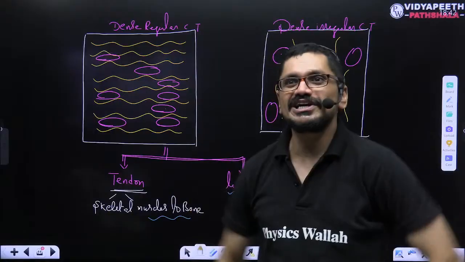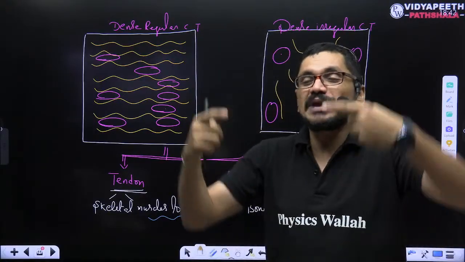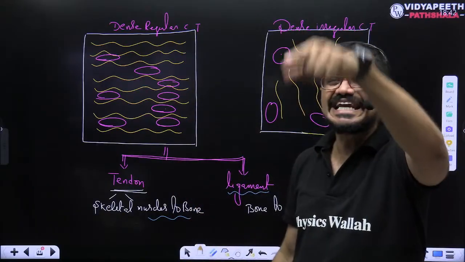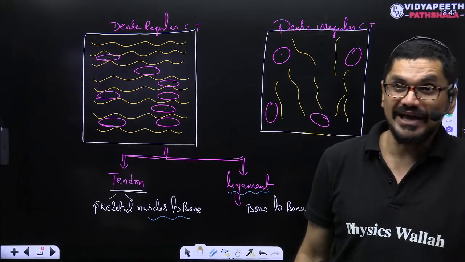Coordination is very important here. If coordination is not there, how will the muscles work together? The place where two bones join is a joint. Super. The place where two bones join is a joint.